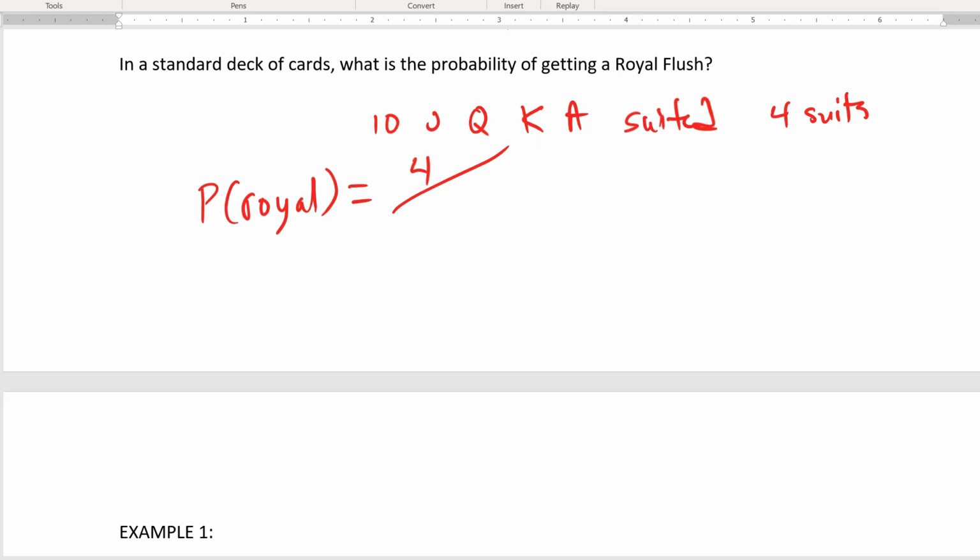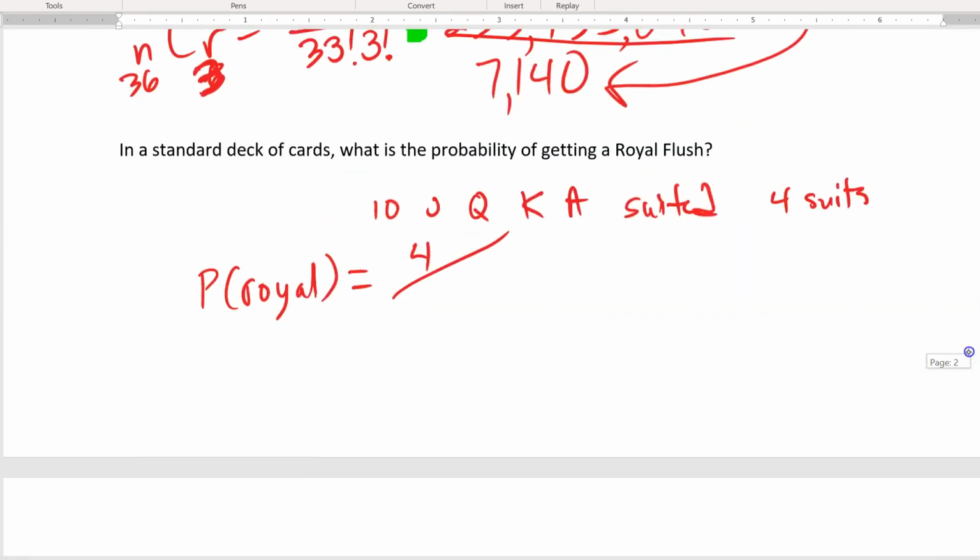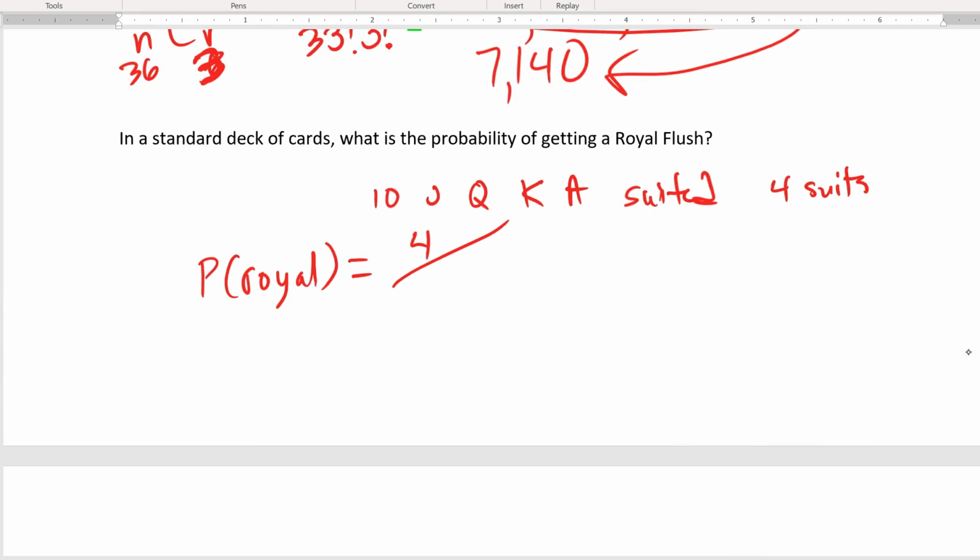So since the order doesn't matter, is this going to be a combination or a permutation? Permutation placement, order matters. Combination choose. Did I write that down? Order doesn't matter. I did. So the number of ways that you can get 5 cards out of 52 would be 52 choose 5.